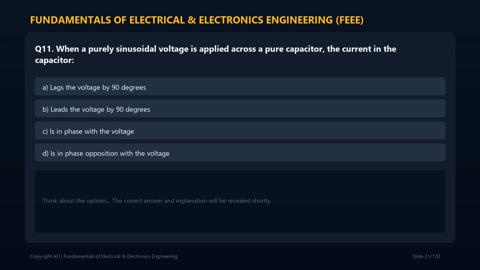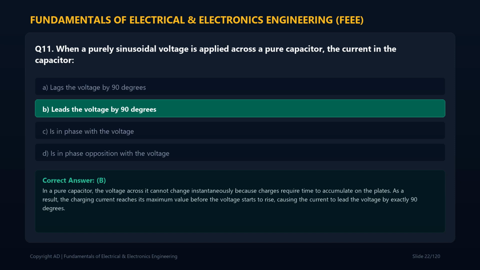Question 11. When a purely sinusoidal voltage is applied across a pure capacitor, the current in the capacitor, option A, lags the voltage by 90 degrees. Option B, leads the voltage by 90 degrees. Option C, is in phase with the voltage. Option D, is in phase opposition with the voltage. The correct answer is B, leads the voltage by 90 degrees. In a pure capacitor, voltage takes time to build up as charges accumulate, meaning the current leads the voltage by exactly 90 degrees.